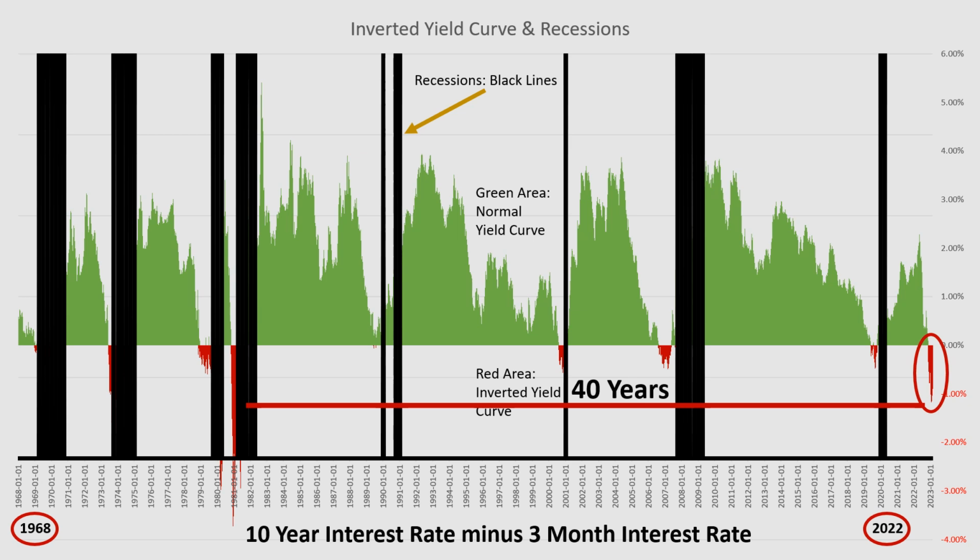By the way, some investors and economists compare the 10-year rate minus the 2-year rate instead of the 10-year rate minus the 3-month rate. But the results for both methods show almost the same pattern of inverted yield curves preceding recessions, so it doesn't really matter which rates you look at. So let's try to understand why a yield curve inverts and what effect this has on financial markets, the economy, and investors.